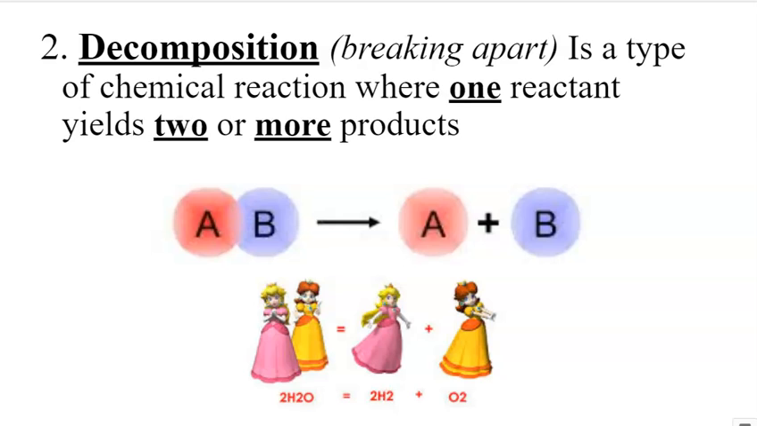The next one we're going to talk about is decomposition. That's the breaking apart. It's a type of chemical reaction where one reactant yields 2 or more products. So in this example, we have A and B, they're stuck together, and then they come apart. So then A and B at the end are by themselves. And then we have our example of Princess Peach, and is her name Rosalina? I don't know. Princess Peach and Rosalina, we'll say, and they come apart at the end after the reaction has occurred. They are by themselves. That is a decomposition reaction.